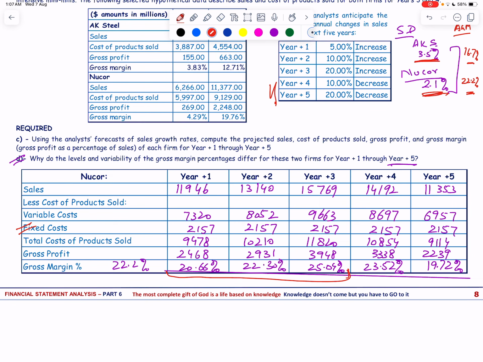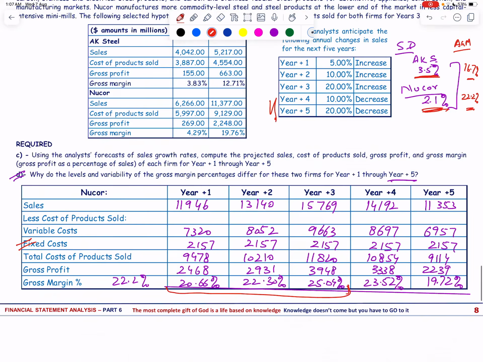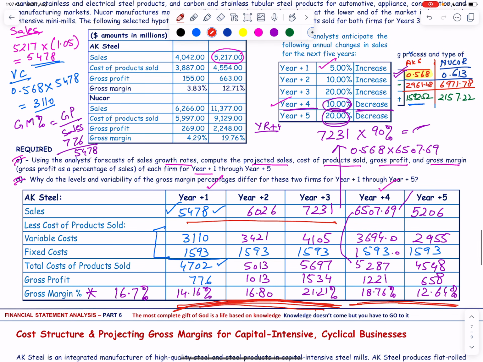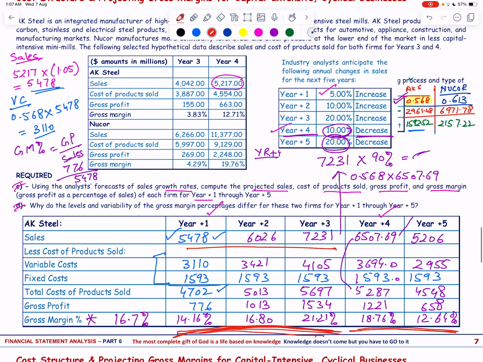So in summary, Nucor's larger scale and lower fixed cost as a percentage of total cost enables it to maintain a higher and more stable gross margin. In contrast, AK Steel's higher fixed cost, resulting in variability, leads to greater fluctuations in gross margin based on changes in sales volume. So this completes the second video on forecasting financial statements.